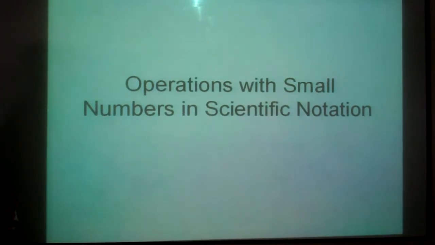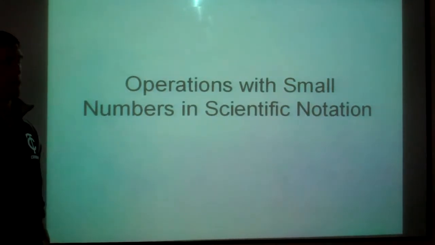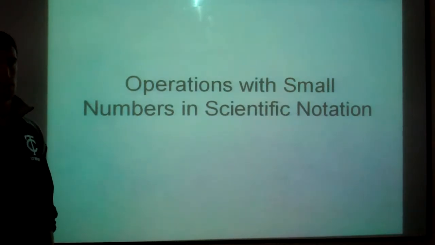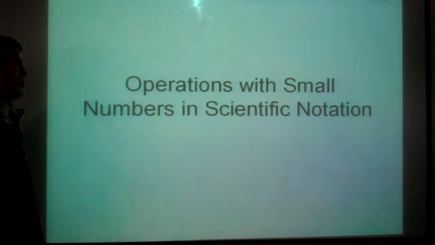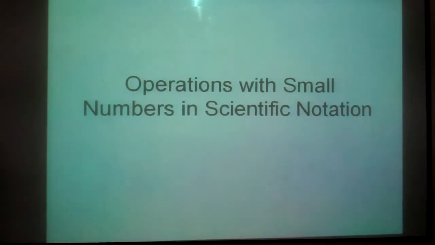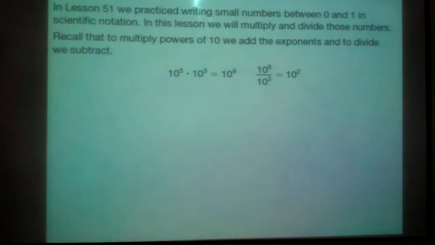We've done operations with the large numbers in scientific notation. But this gets a little different because we have negative exponents with our smaller numbers. Alright, so let's take a look back and review some of the rules that we've had. It says up here, in lesson 51 we practiced writing small numbers between 0 and 1, and we did that in scientific notation. In this lesson we will multiply and divide those numbers. Recall that to multiply powers of 10, we add the exponents, and to divide we subtract.